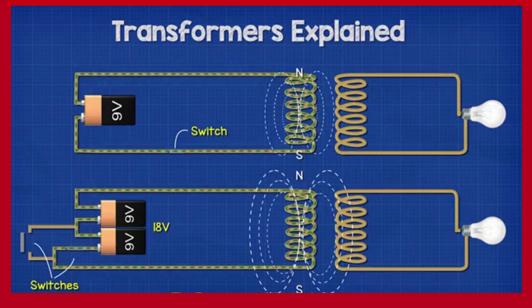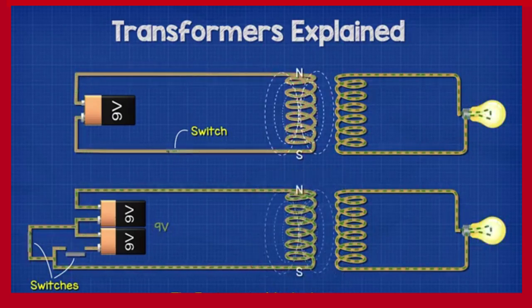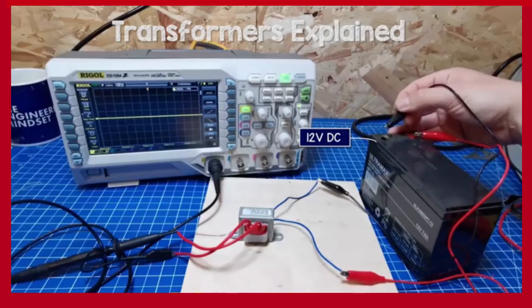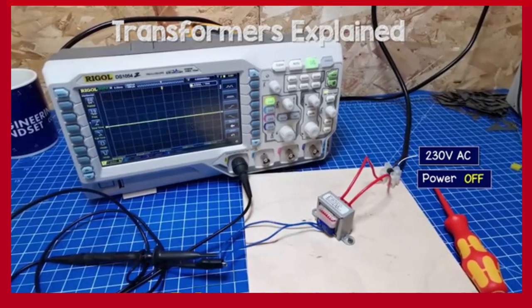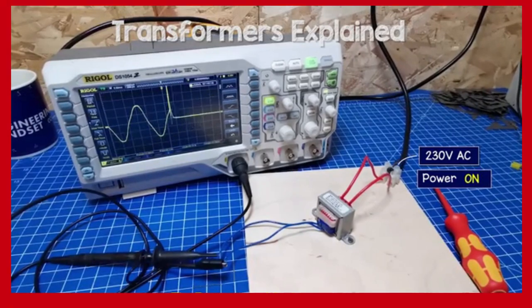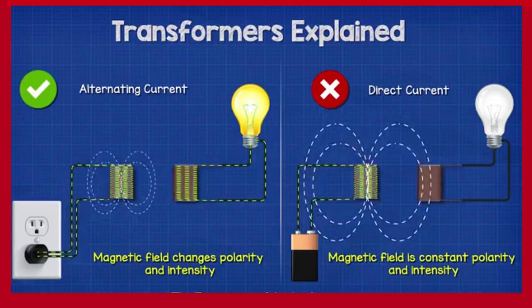Or alternatively, we could change the voltage, because that will also increase and then decrease the magnetic field of the coil. Notice that when I pass a DC current through this transformer, we get a very brief voltage spike as the magnetic field increases and also as it decreases. But if I use an AC supply, we get a constant output voltage because the magnetic field is constantly changing. And that is why we use alternating current.